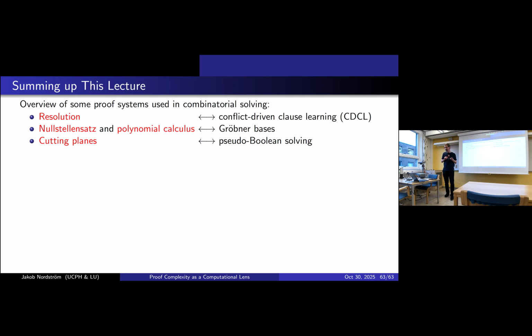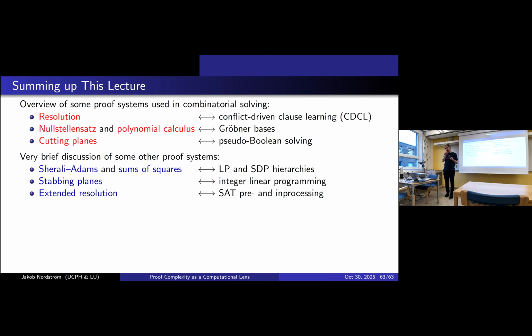So this brings us to the end. So what did we do today? We have looked at proof systems that are used for combinatorial solving. We talked about resolution, which corresponds to modern conflict-driven SAT solving. And we've talked about Nullstellensatz and polynomial calculus and how that corresponds to algebraic methods, such as Gröbner basis computation. We talked about cutting planes, how it corresponds to pseudo-Boolean solving.